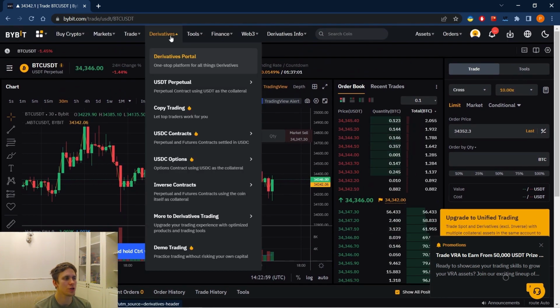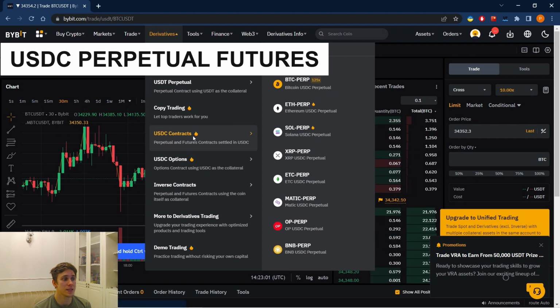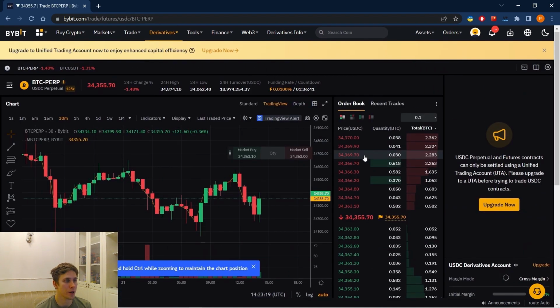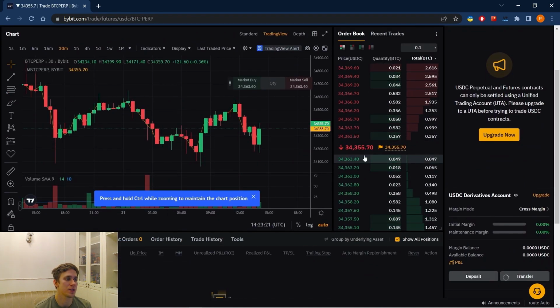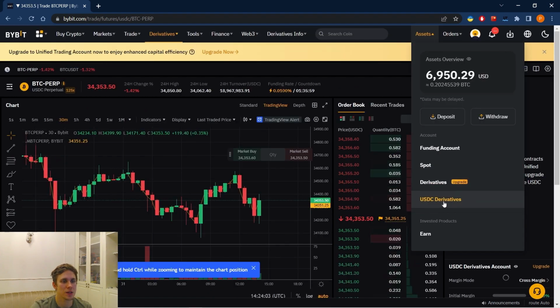Now let's switch to Perpetual USDC futures, which in fact work in the same way as USDT futures. The difference is that settlements for them take place in the USDC stablecoin. In this case, you need money in a USDC derivatives wallet.